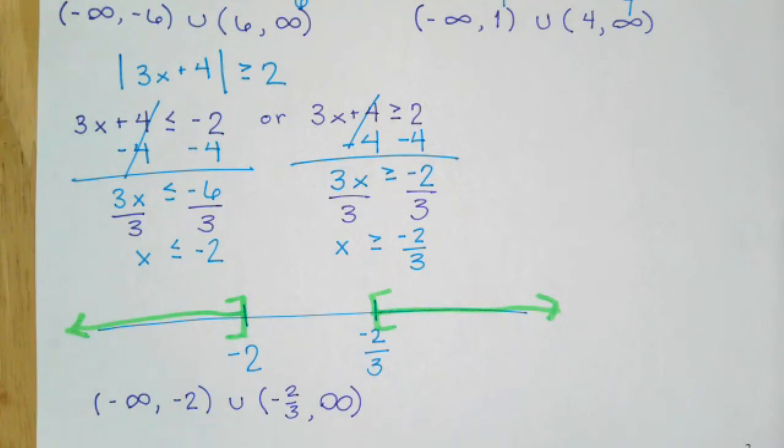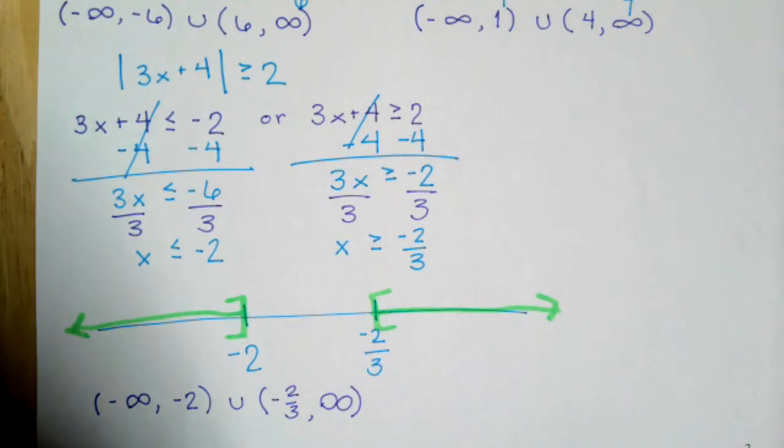So on MyMathLab, they will ask you if the solution is finite or infinite, if there are infinite solutions or finite solutions. Finite means you can make a list: 1, 2, 3, 4, 5. Infinite means you're going to use less than or greater than.